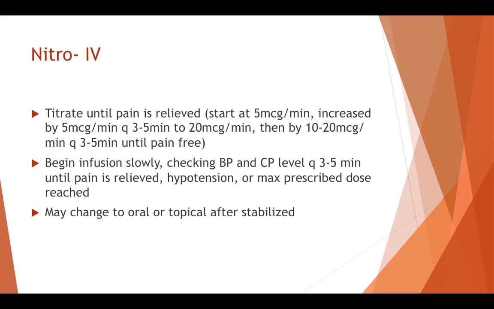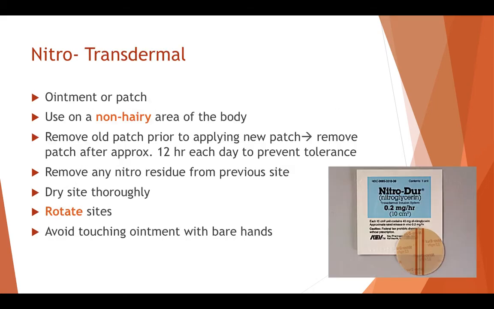When we talk about long-term nitro therapy, in order to prevent tolerance, we do what we call an 8 to 12 hour nitrate-free period. Especially for things like your transdermal patches, we do on for 12, off for 12 to prevent tolerance. So we don't want long-term maintenance. We don't want them to be on it continuously, so they don't develop a tolerance for it.